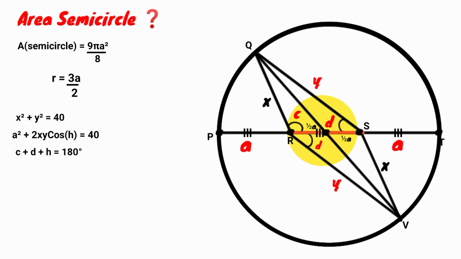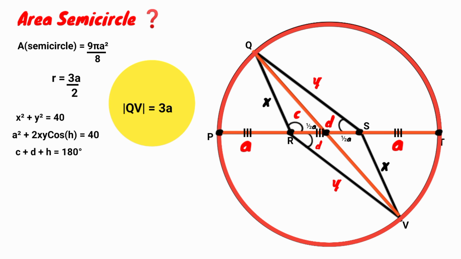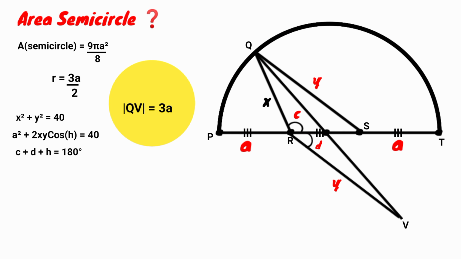This is the midpoint of this line. If you look at this diameter, the same point is also the midpoint of the diameter. That implies that the point is the center of the circle. So we see this diagonal QV passes through the center. Therefore, it is a diameter. So its length is 3A. Therefore, line QV equals 3A.